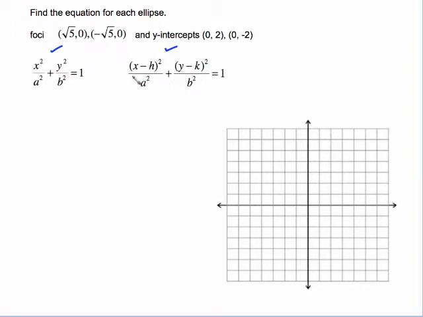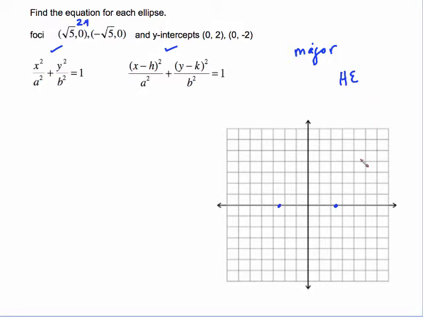So your foci are radical 5 comma 0 and negative radical 5 comma 0. Radical 5 is about 2.4. So 2.4 is about here, and negative 2.4 is about here. Now those are your foci. You should remember that your foci are on the major axis. If your foci are on the major axis and they are on the x-axis, that means we are talking about a horizontal ellipse. That's one thing.